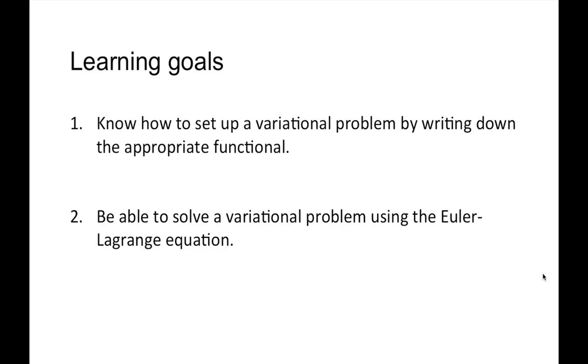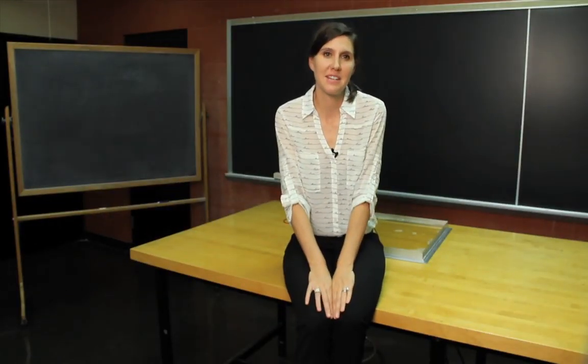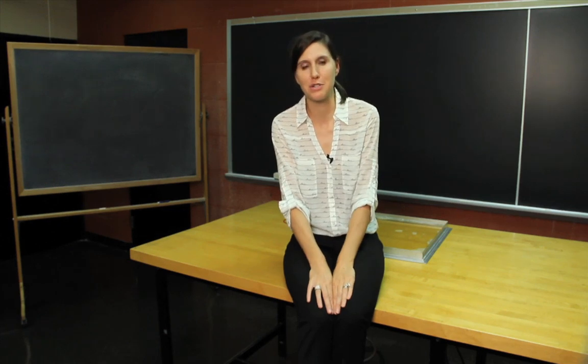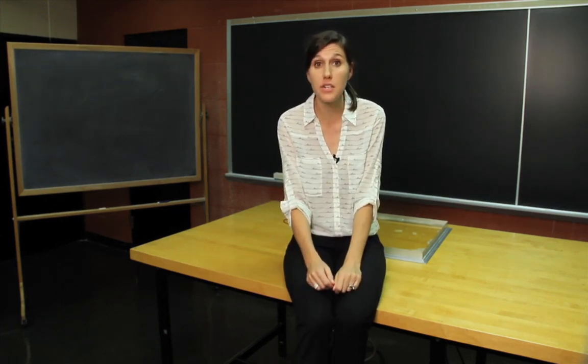Conclusion. Today we've talked about the calculus of variations. We've talked about how to set up a variational problem by writing down the appropriate functional, in this case, the definite integral. And we've also talked about solving a variational problem using the Euler-Lagrange equation. The techniques that we've learned today will ultimately be helpful in solving variational problems. That is, problems that require you to find the stationary solution of an integral.